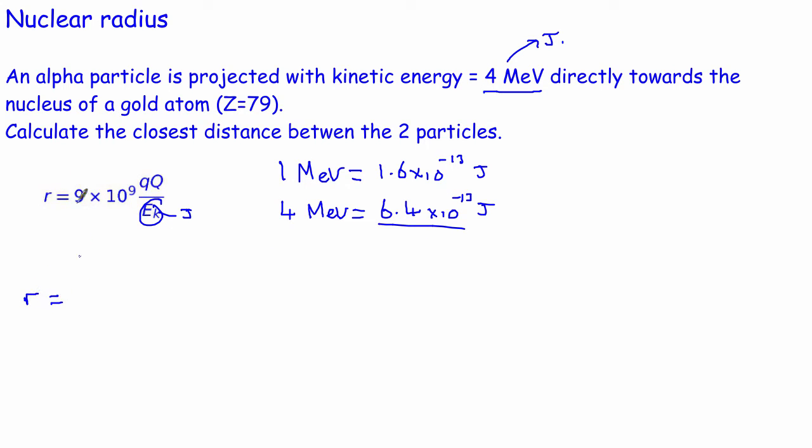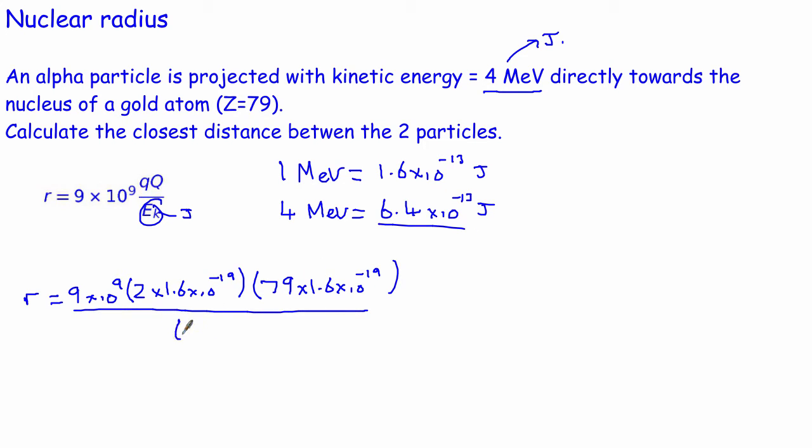So now I'll put all of my numbers in. I've got my constant, 9 times 10 to the power 9. The charge on an alpha particle: it's got 2 protons in it, so it's got 2 lots of 1.6 times 10 to the minus 19 coulombs, multiplied by the charge of our nucleus. Well, that's got 79 protons in it, so 79 lots of 1.6 times 10 to the minus 19 coulombs, divided by the kinetic energy, which is what we've just worked out: 6.4 times 10 to the minus 13 joules. If we do that on our calculator, we end up with 5.7 times 10 to the minus 14 meters.